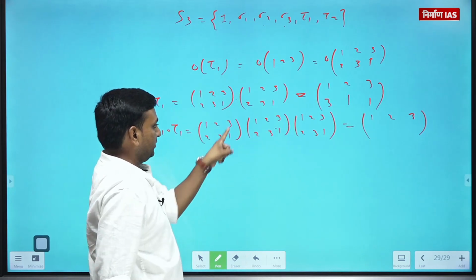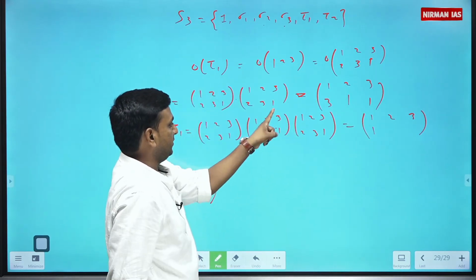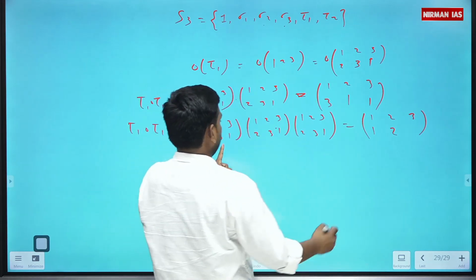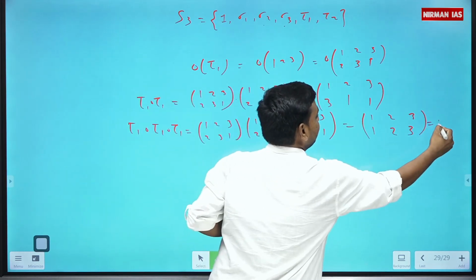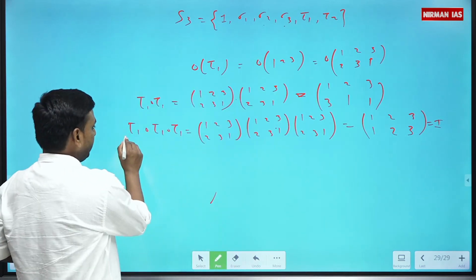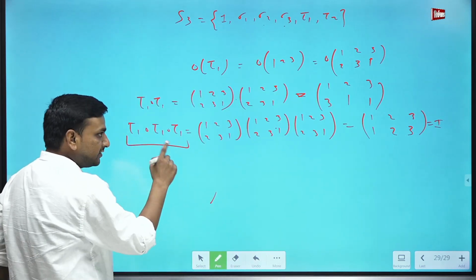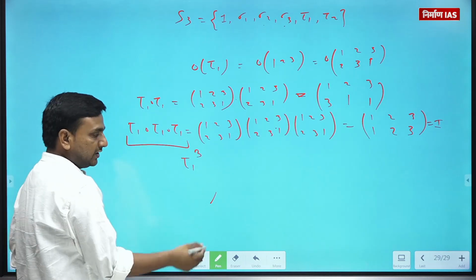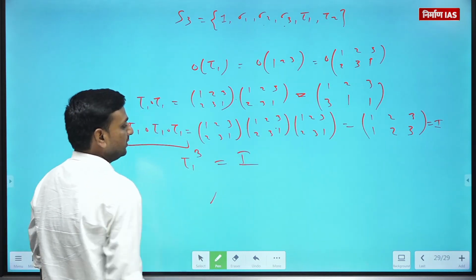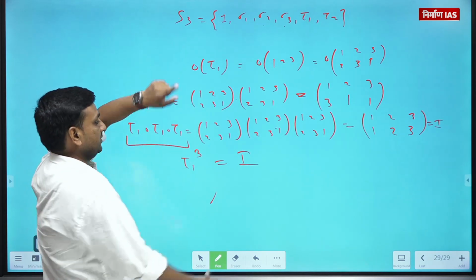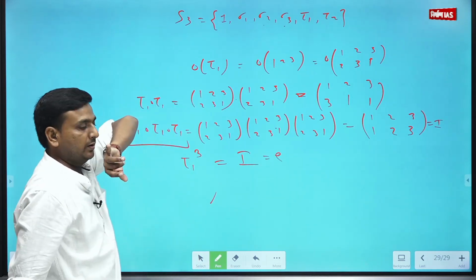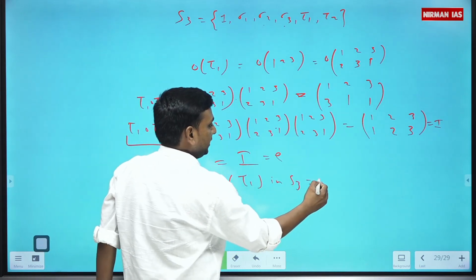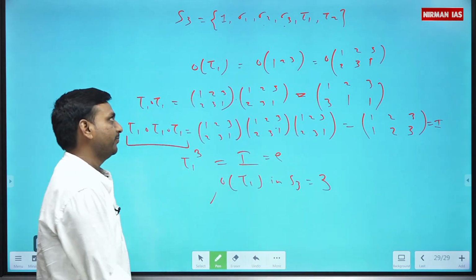1's image is 2, 2's is 3, 3's is 1; 2's image is 3, 3's is 1, 1's is 2; 3's image is 1, 1's is 2, 2's is 3. This is identity. So 3 is the least positive integer such that tau 1 composed 3 times gives the identity of this S3. So the order of tau 1 in S3 is 3.